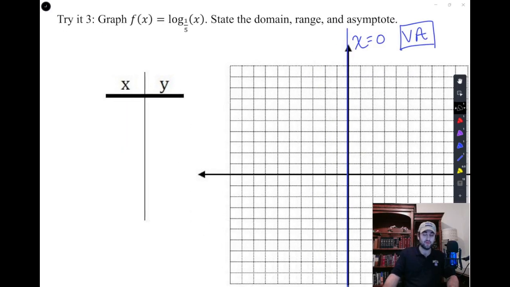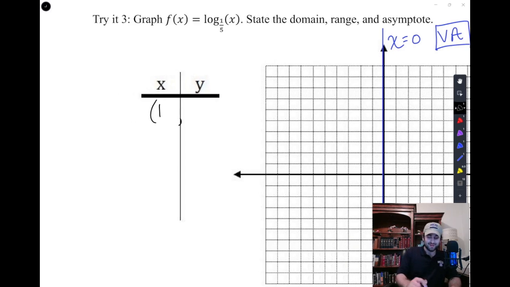Okay, the first point I'm going to plug in, and my favorite point to always plug in for log, is 1. And you'll see why in a second. Because if you plug in 1, you get the log base 1/5 of 1 equals what? You're like, okay, well, let me think about this for a second and convert the log to an exponential. 1/5 to the what equals 1? And 1/5 to the 0 is the only answer you can have.